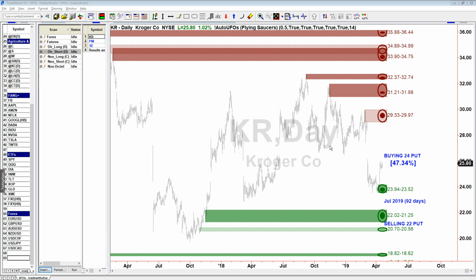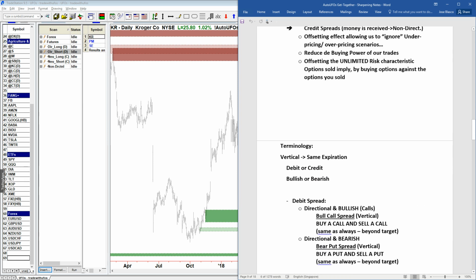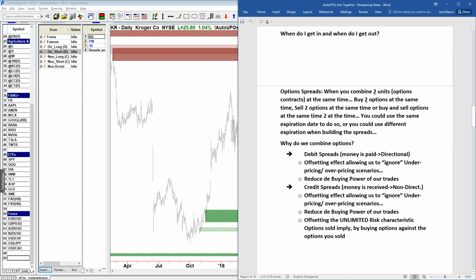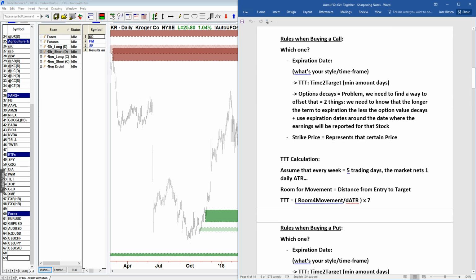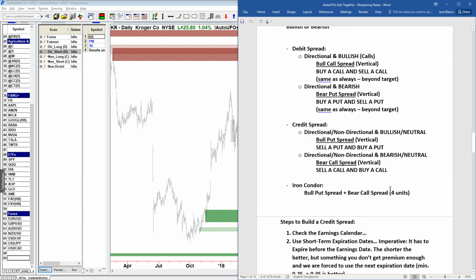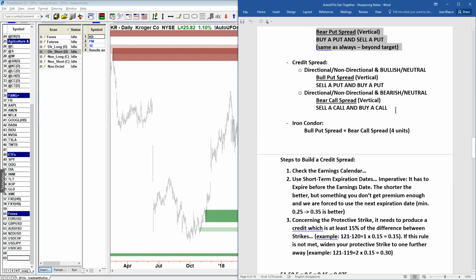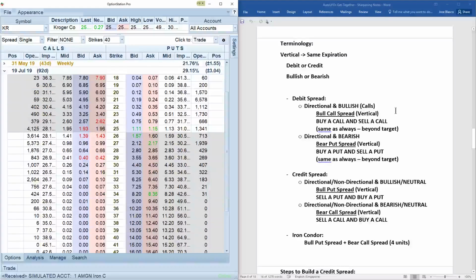And let me bring my notes. So we have rules. Let me see if I find it. Yes. So when you do the debit spreads and you do the bear put spread, you buy a put and you sell a put, and the put you sell is beyond the target. Okay, beyond the target. We will need to get deeper. I remember saying this in a prior session.